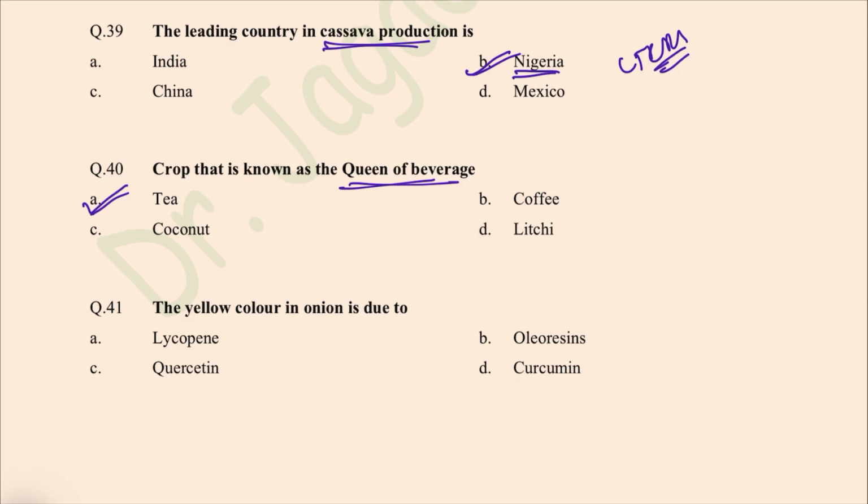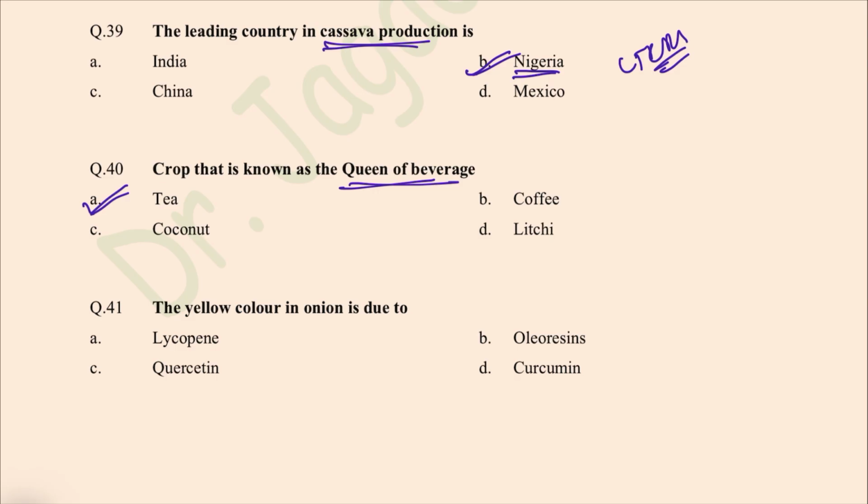Coffee is known as king of beverage. Coconut is known as tree of life. Lychee is known as queen of fruit. The fermentation process in tea manufacture is actually an oxidation reaction involving which enzyme? That is polyphenol oxidase. Which beverage crop is primarily propagated by stump cutting? That is coffee.